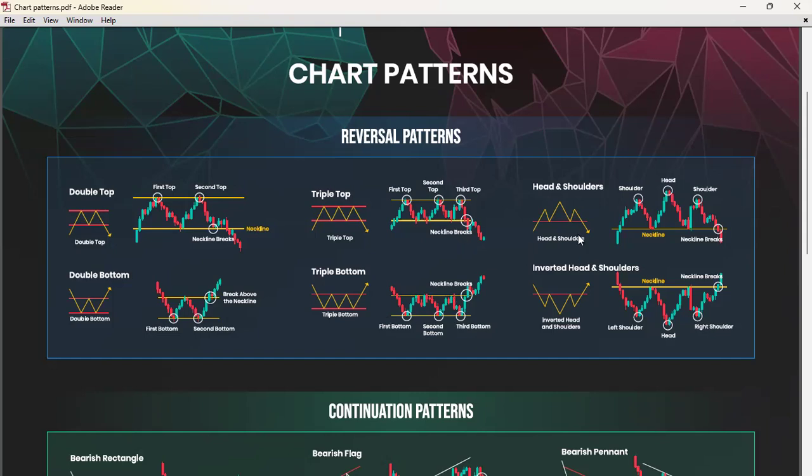Now there's another term that many people have different names for. We have the head and shoulders. Other people have some fancy names, right? Yeah, people have different names.